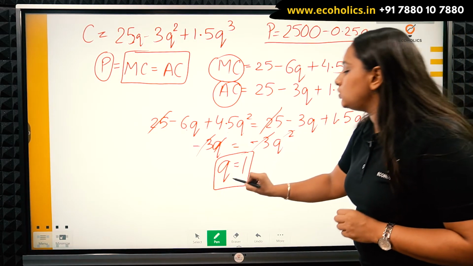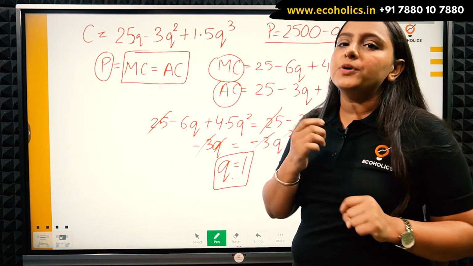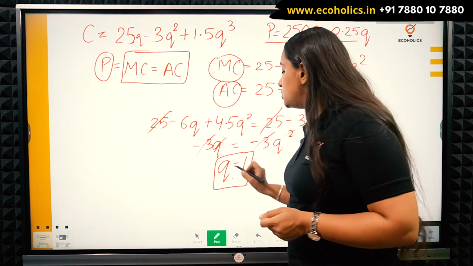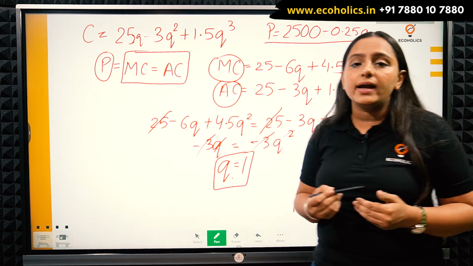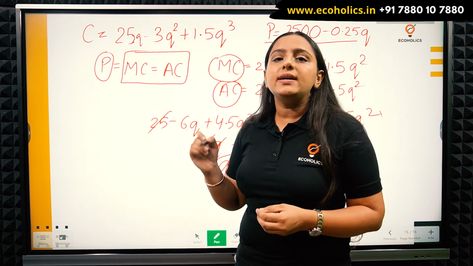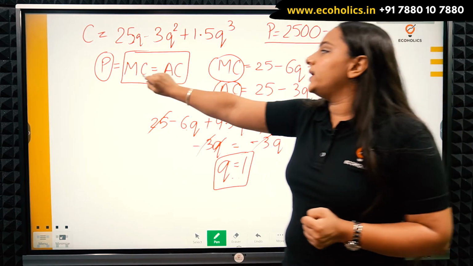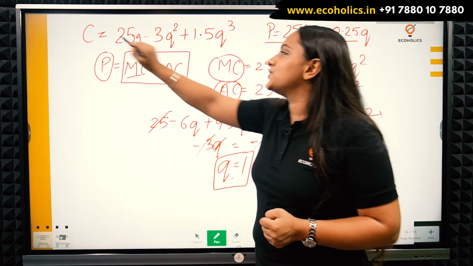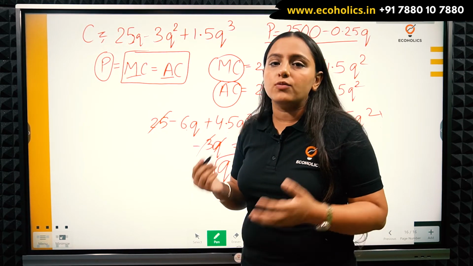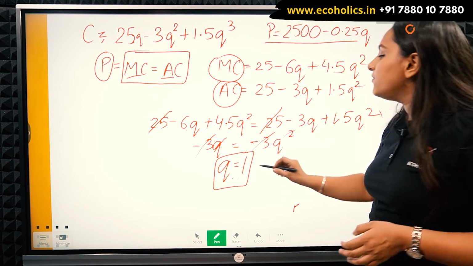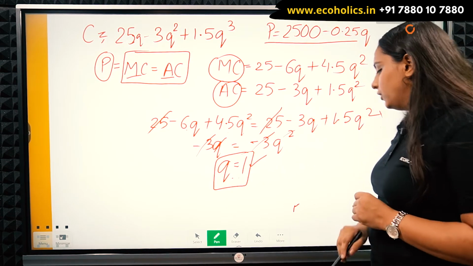So it's the Q which will be supplied by one firm, one perfectly competitive firm. It's not the quantity supplied by all the industry. It is the quantity supplied by one firm, because we have equated marginal cost and average cost of one firm and not all the firms, because we don't know the number of all the firms. So I have got that one firm will supply one unit of good, correct?